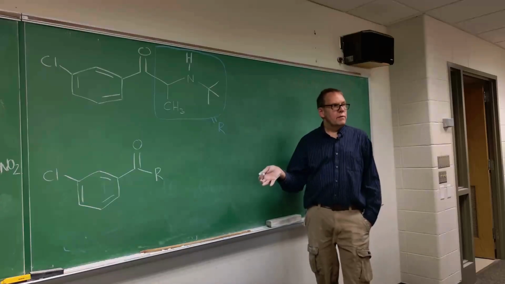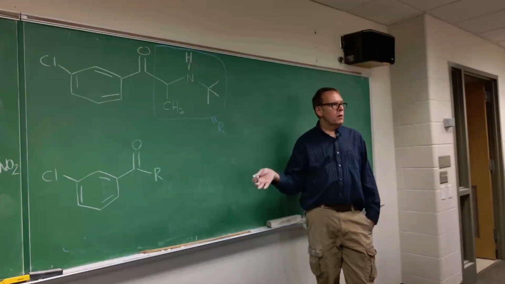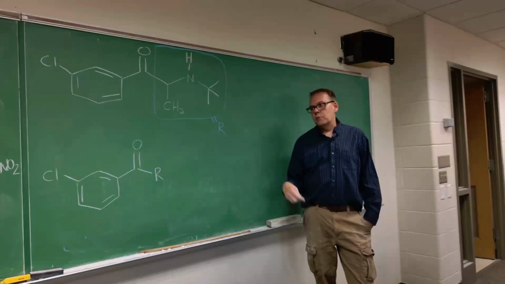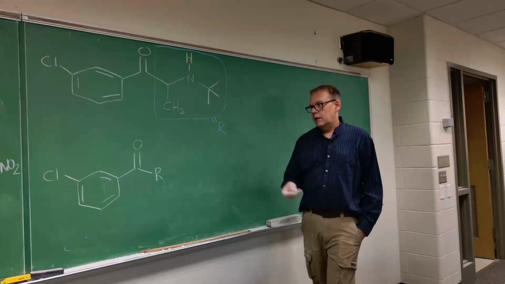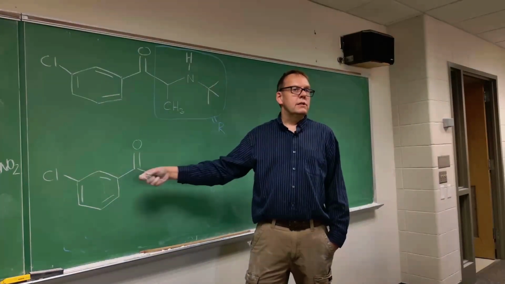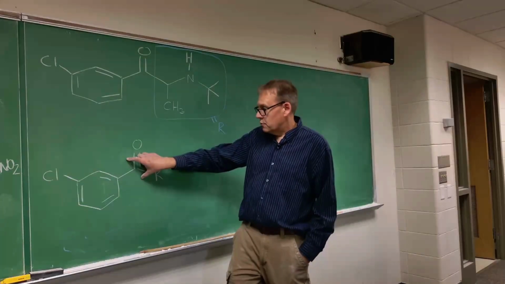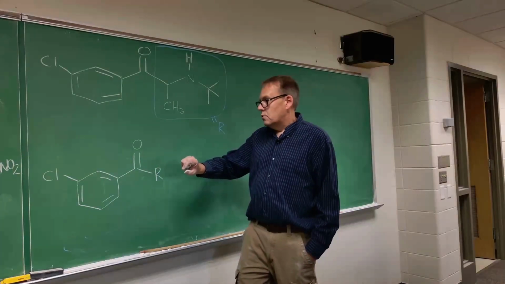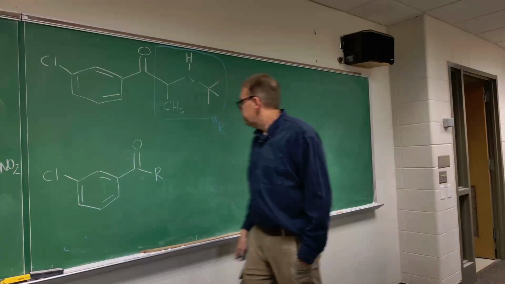So there's our target molecule. We want to make this Wellbutrin molecule. We've got a disubstituted benzene. It needs a chlorine and it needs an acyl group. So we're going to need to do Friedel-Crafts acylation to put this group on, and we're going to need to do chlorination to put that group on.